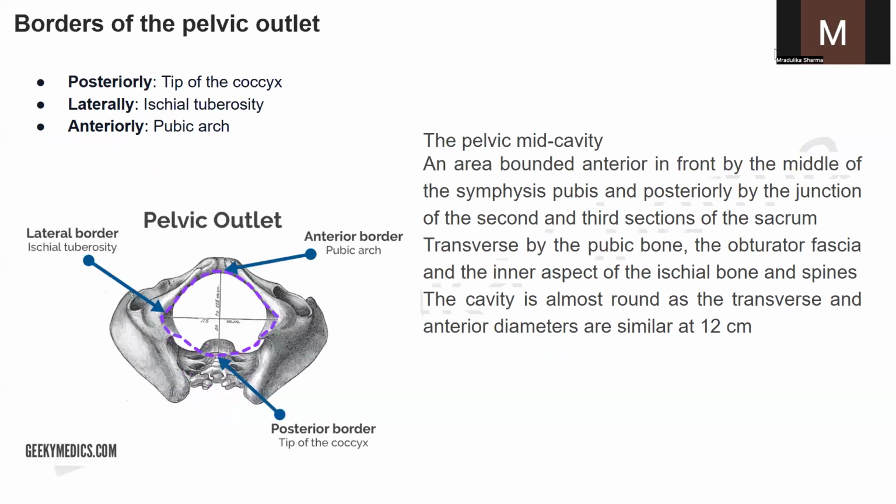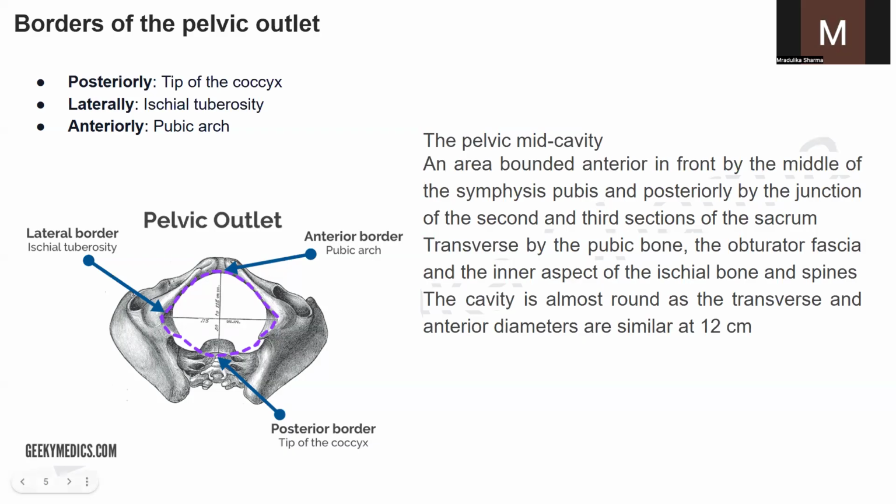Now there comes the pelvic mid cavity. It's an area bounded in front by the symphysis pubis and posteriorly by the second and third sections of the sacrum, the sacral bone, transversed by the pubic bone, the fascia, and the inner aspect of the ischial bone and spine. The cavity is almost round, with both diameters the same, around 12 centimeters. It's the AP and transverse diameter. Both are the same here, 12 centimeters.